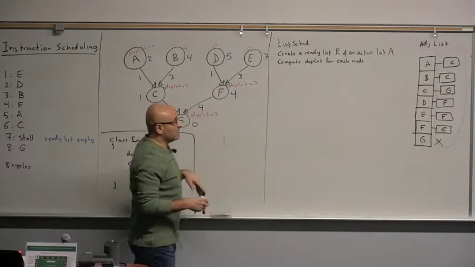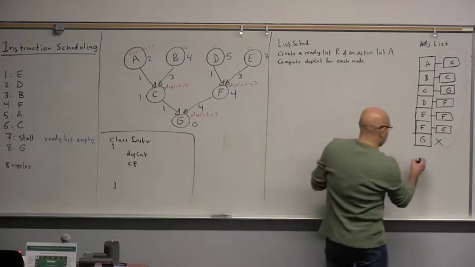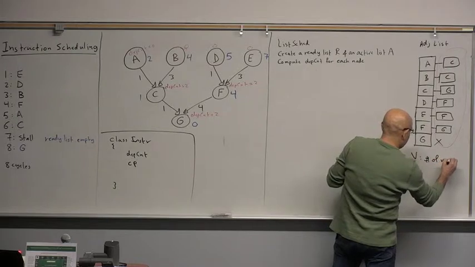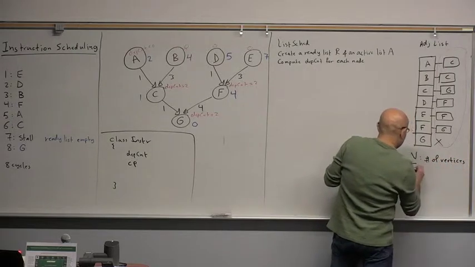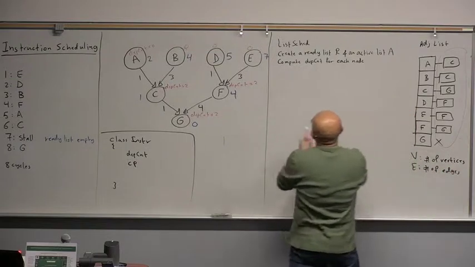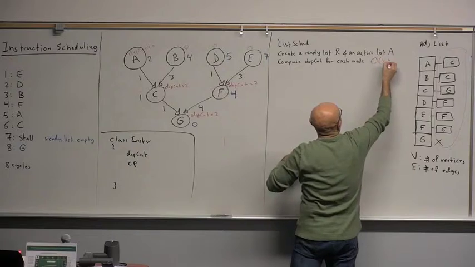So in fact, the running time for doing this is going to be, well, if v is the number of vertices, e is the number of edges, then computing the dependent count for each node is going to be O of v plus e.